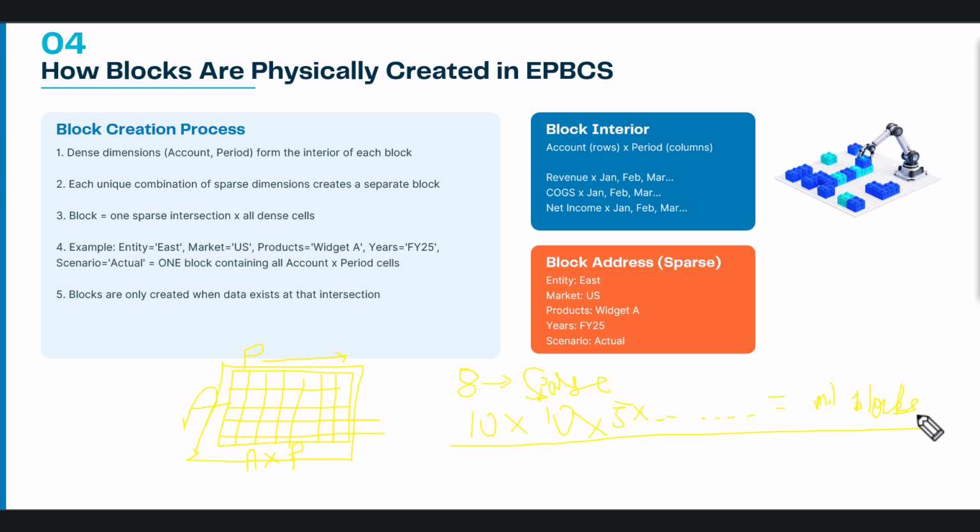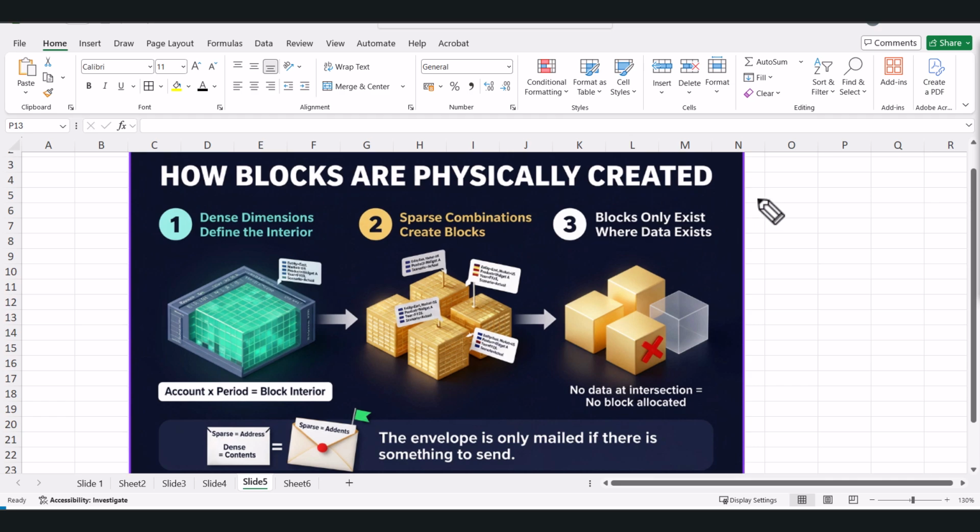So this is where Essbase is efficient. A block is only created if data actually exists at that sparse intersection, right? Meaning, for example, for entity E1 and product P1 at marketplace M1 for FY25.